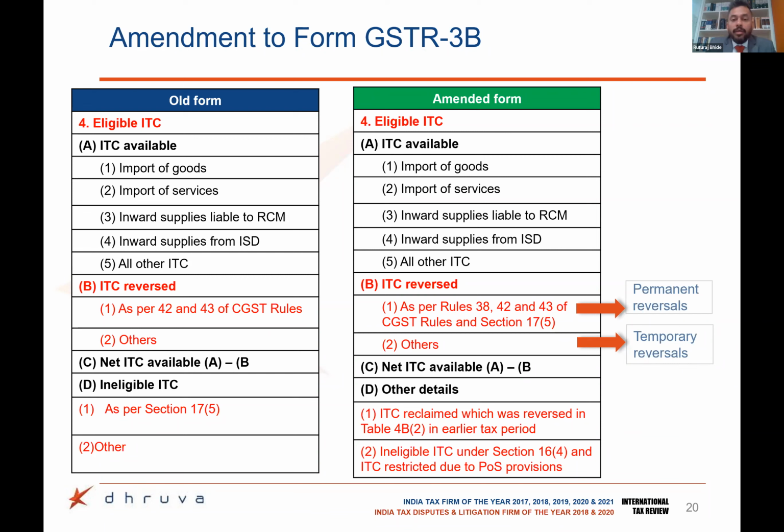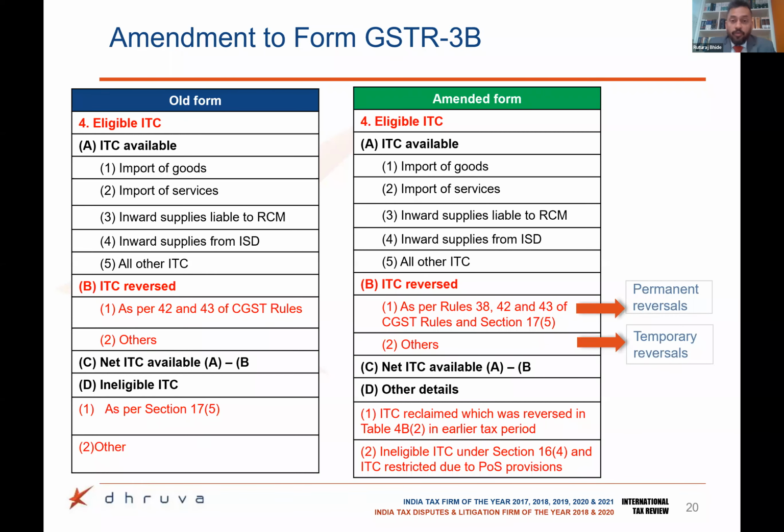Now, what has changed is in 4B, there are two types of declarations that we have to report. One, whatever are the reversals under Rule 38, which is applicable for banking, insurance companies, etc., Rule 42, 43 reversals and reversals in relation to section 17(5). That is something that I'm supposed to report in 4B. The impact of that will be I'll have to take the entire credit in 4A first and then report this amount explicitly as a reversal, and then my net credit will be arrived at.